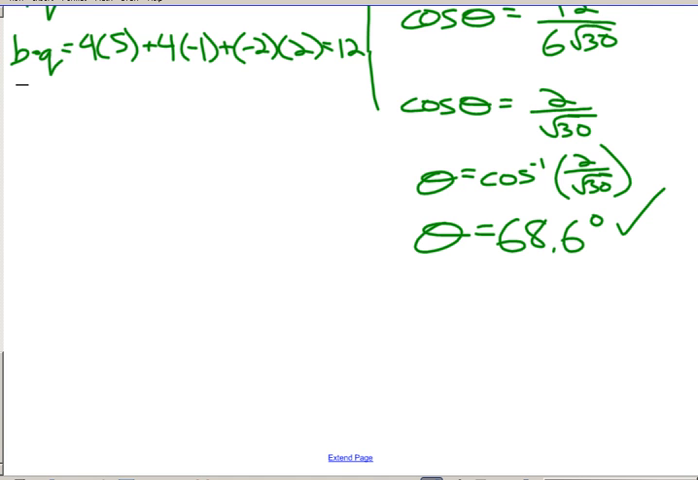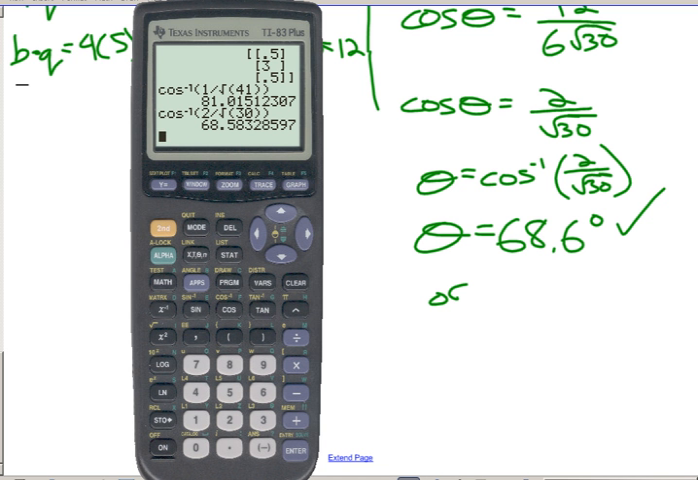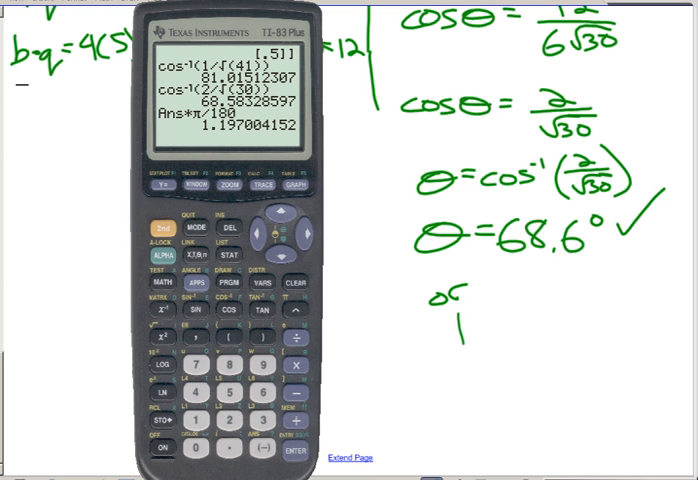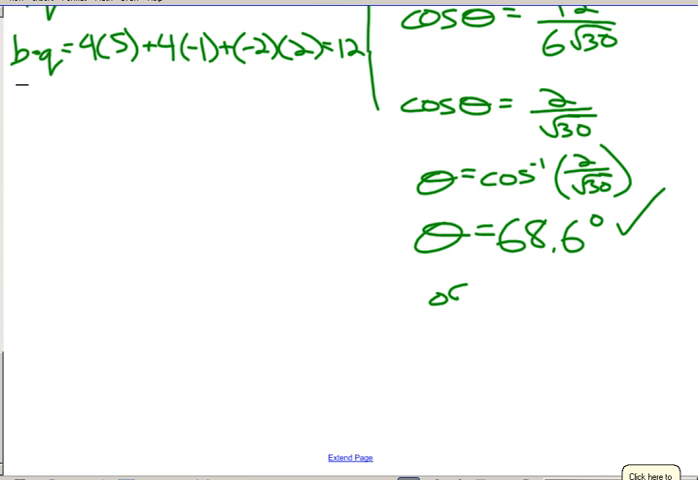Or, if we had done this in radians, this would just be times pi divided by 180, 1.20 radians. The last page of this review, sorry, a little smartboard issue here, 1.20 radians.